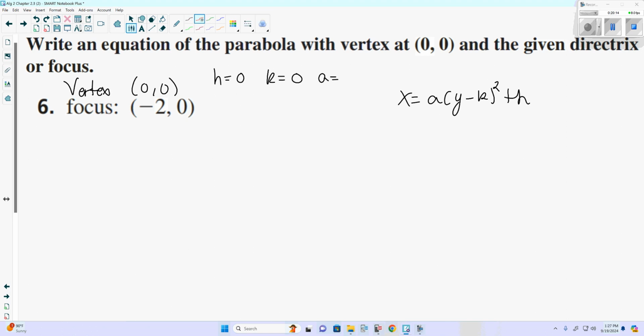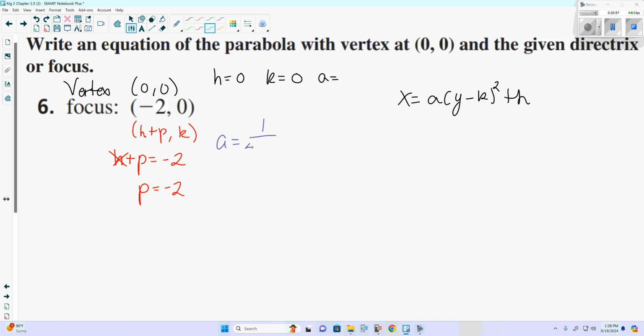So our focus is h plus p comma k. Well, k is still 0, but it's telling us that h plus p is negative 2. Well, we know h is what? 0. So that is telling us that p is equal to negative 2. Now we need to solve for p, yes? Well, not really. It's already done for us, yes? That's why I said it's nicer than the directrix, because with directrix we ended up with negative p equals a number. We have to get p positive. Here, p is already positive. We're done.